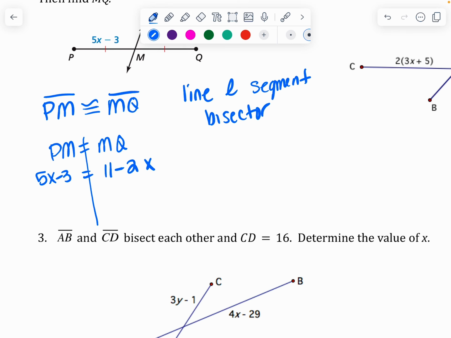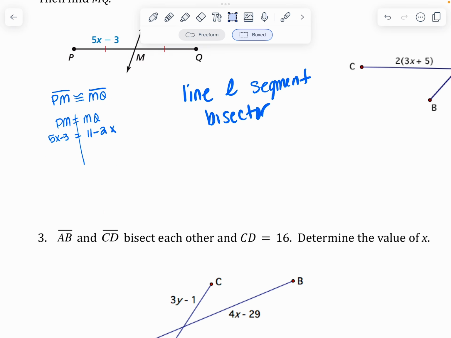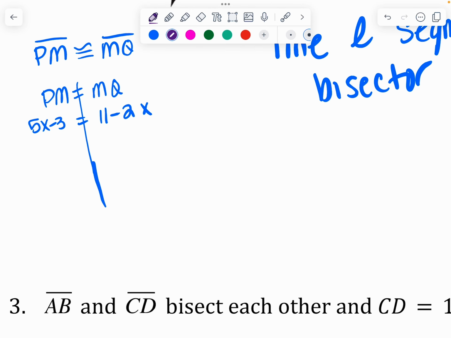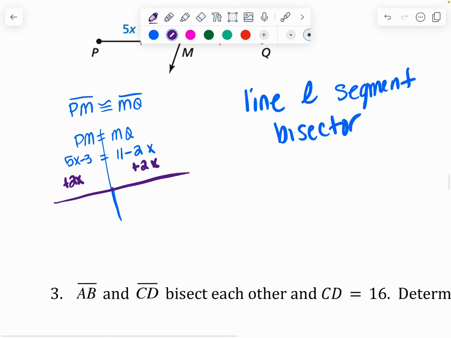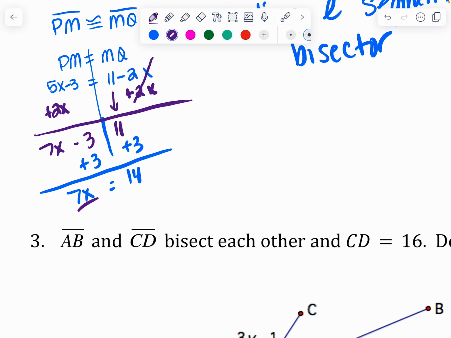Hopefully I left myself enough room here. Actually, I'm going to make that a little smaller. So there we go. So I'm going to solve here now. I need to get the x's by itself. I have more x's on the left, so I'm going to move the negative 2x by adding it to both sides. I'm zoomed out too far. 5x plus 2x is 7x. Bring down the minus 3. And I got an 11 left over here, and this is 0. Then to get the x by itself, add 3. We got 7x equals 14. Divide by 7, you get x equals 2.